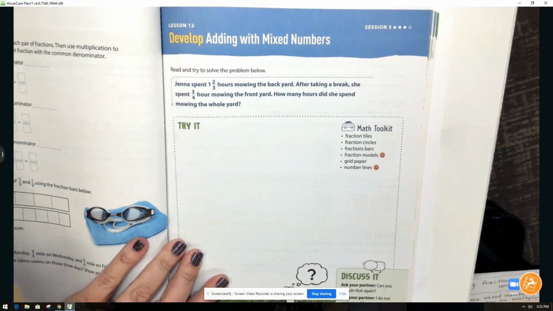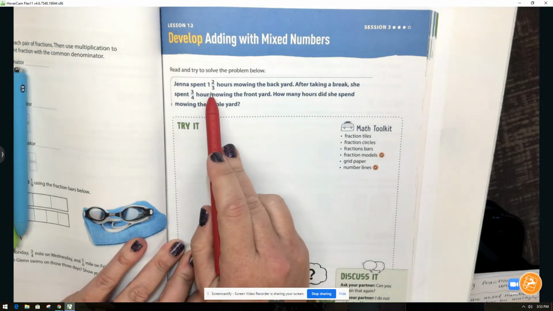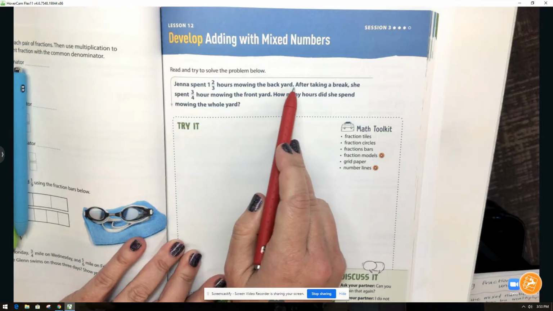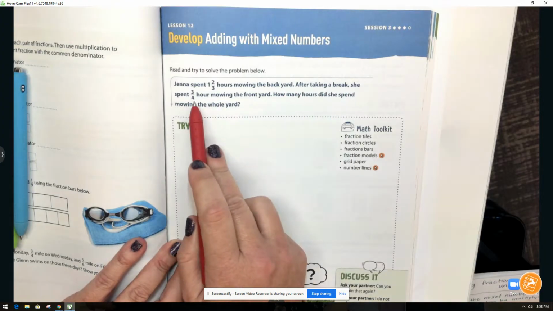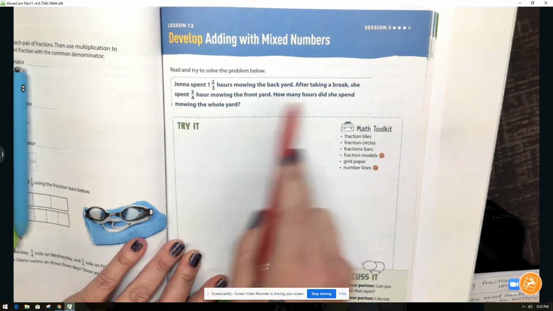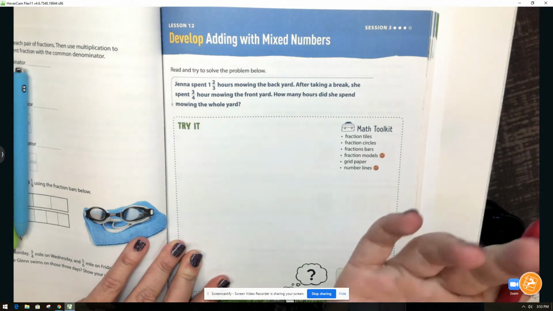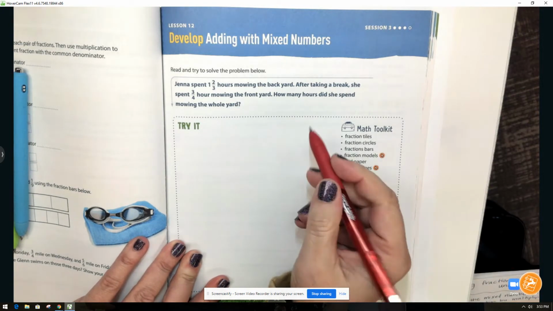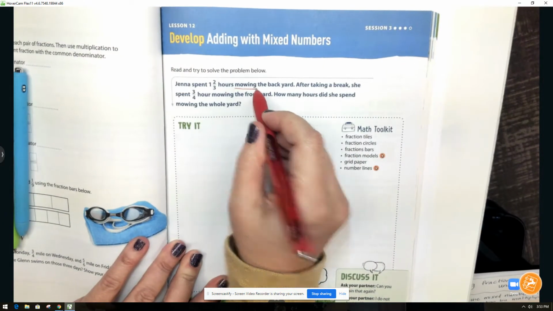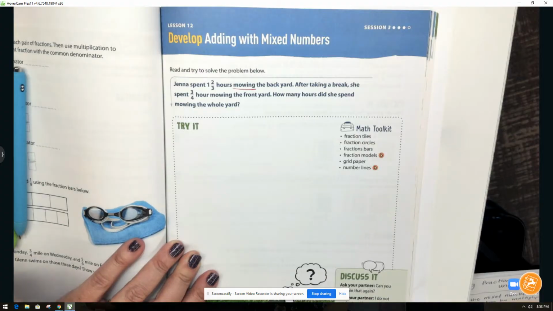We're going to go ahead and read the first problem. The first problem says, Jenna spent 1 2/3 hours mowing the backyard. After taking a break, she spent 3/4 of an hour mowing the front yard. How many hours did she spend mowing the whole yard? So what is this problem talking about? What is happening in this problem? We have Jenna who's mowing the lawn. That means she's cutting the lawn, okay?